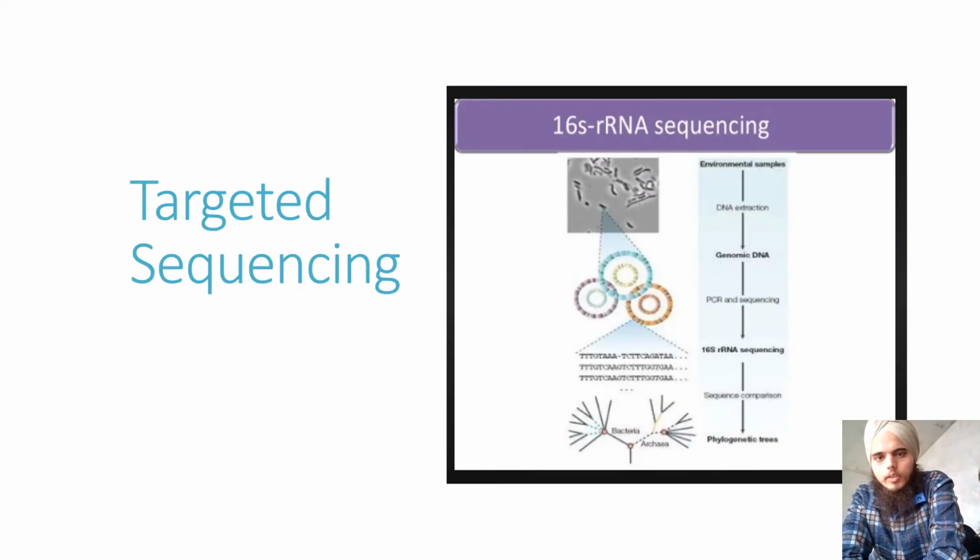In the target sequencing, we can perform 16S rRNA sequencing, which involves the collection of environment sample. Then we extract the genomic DNA from that sample. Then we amplify the extracted DNA with the help of PCR. Then we assemble all the sequences in the genomic or complement DNA libraries. Then these sequences help us in the identification of phylogenicity of the desired microbes.